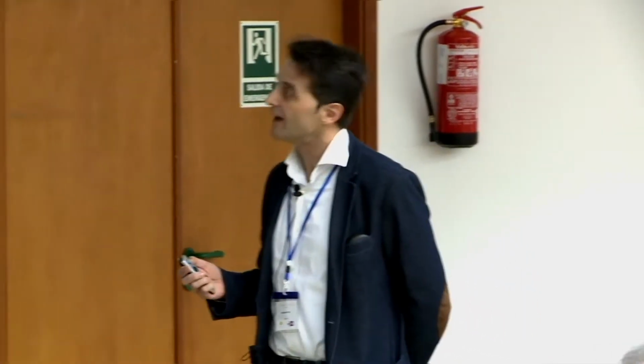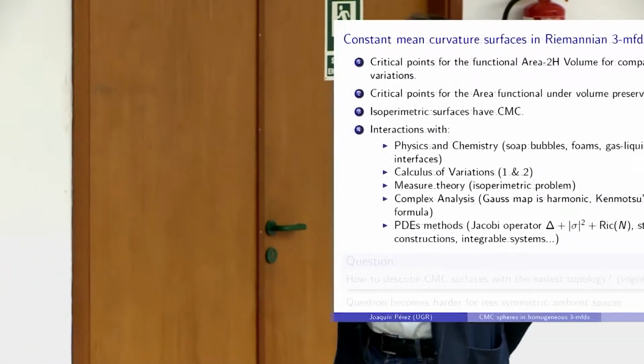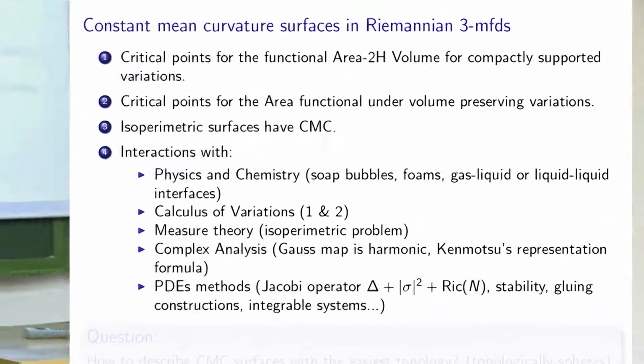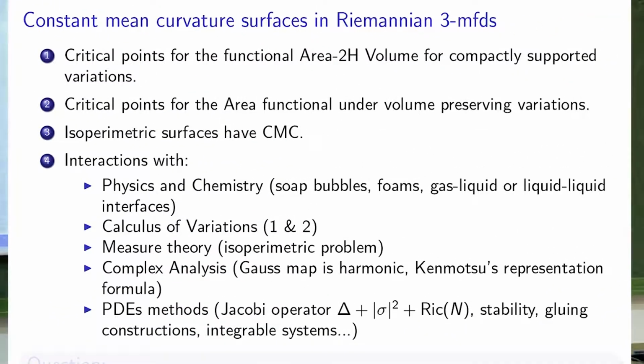And just as a motivation for that problem or for that theory, here I have a first slide that says something about it. Surfaces of constant mean curvature, everything I'm going to say is going to be in a Riemannian three-manifold as an ambient space and just for surfaces. So everything is going to be extremely elementary.